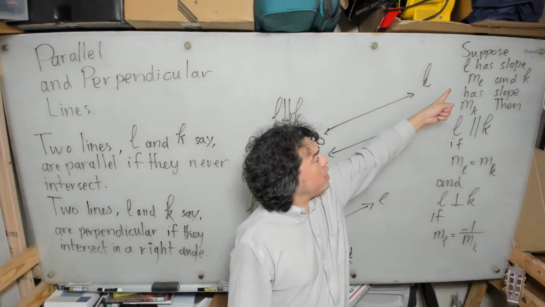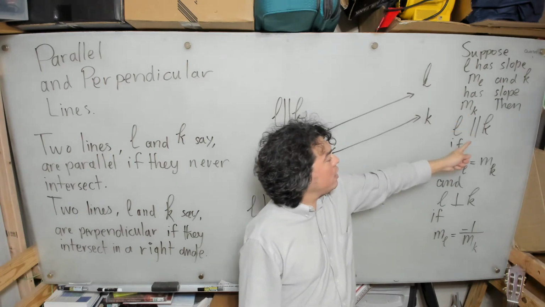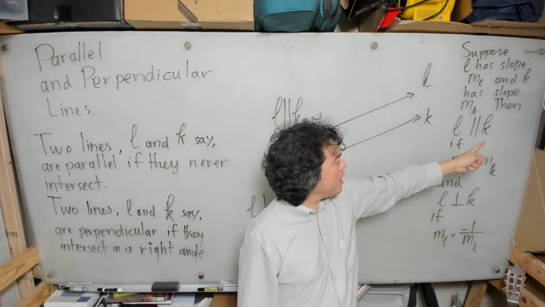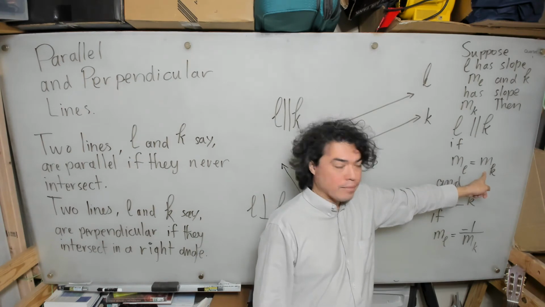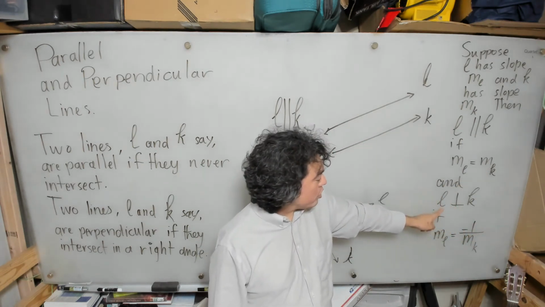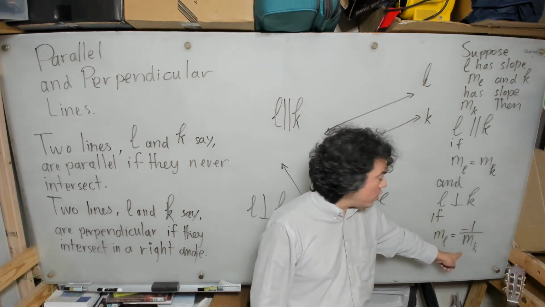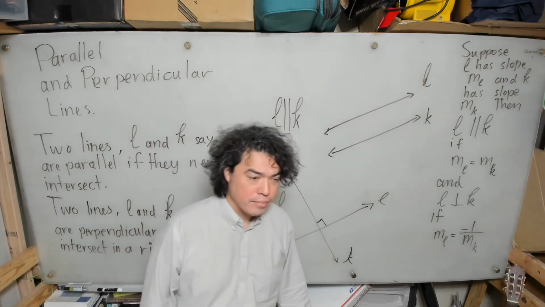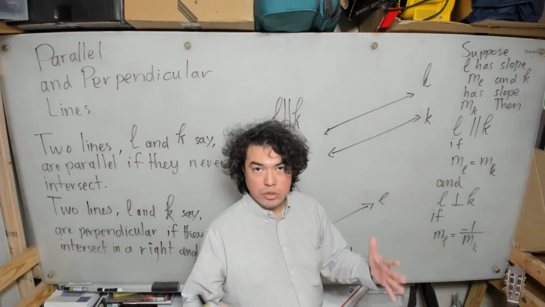Suppose that L has the slope m sub L and K has the slope m sub K. Then the line L is parallel to the line K, or we say L parallel K, if the slope of line L is equal to the slope of line K. And the line L is perpendicular to the line K if the slope of line L is the negative reciprocal of the slope of K.